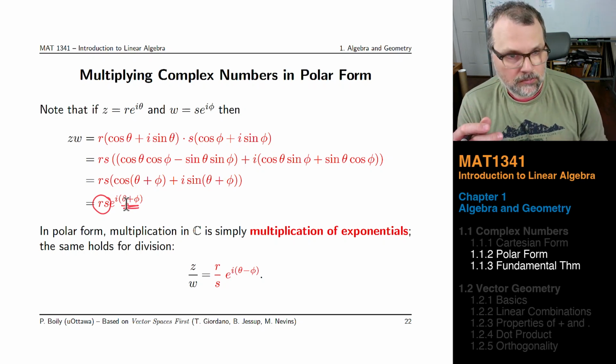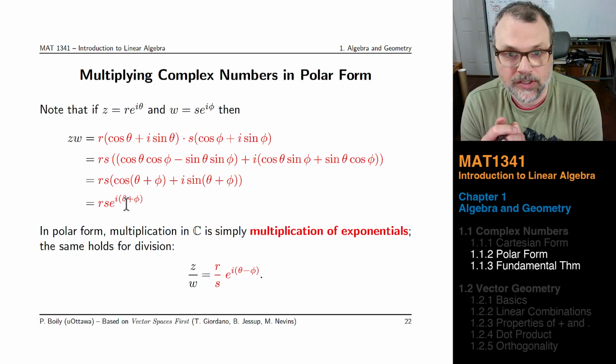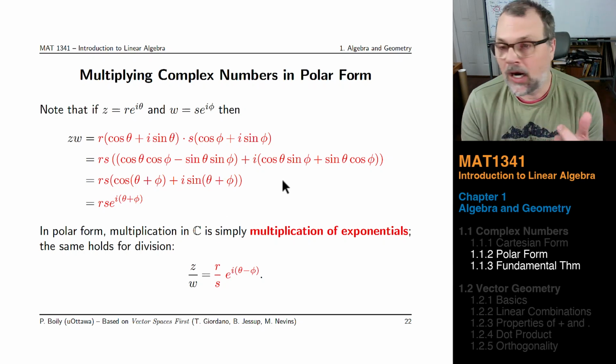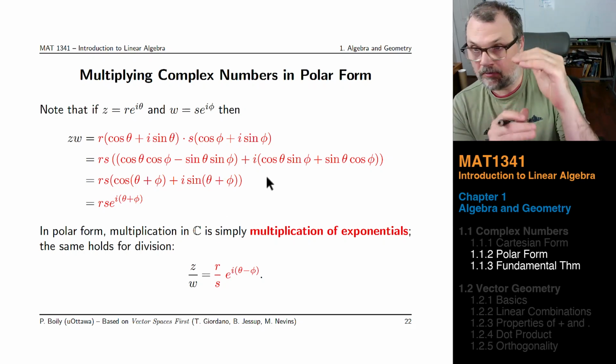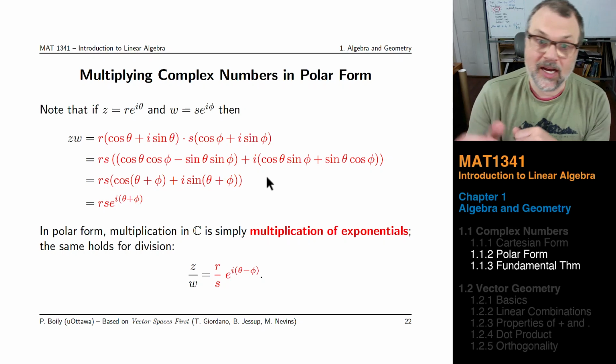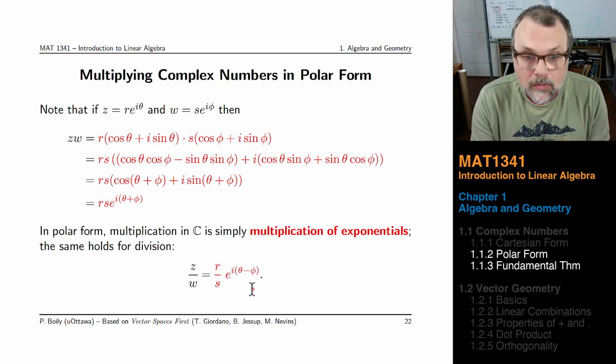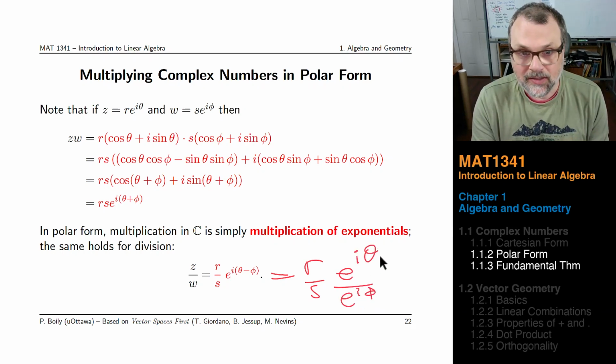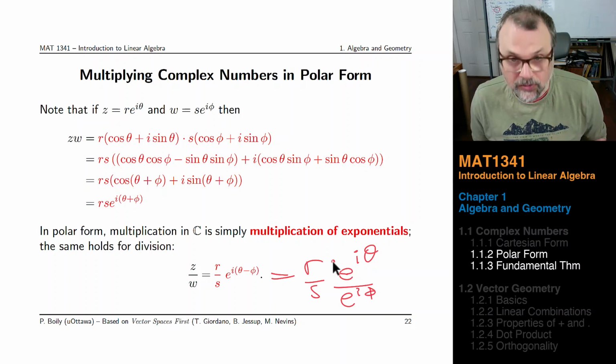Division is also multiplication of exponentials, right? Z divided by W would be r divided by s. These are the moduli part. And then e to the i theta divided by e to the i phi. And that's literally i theta minus i phi. That's how we divide exponentials.